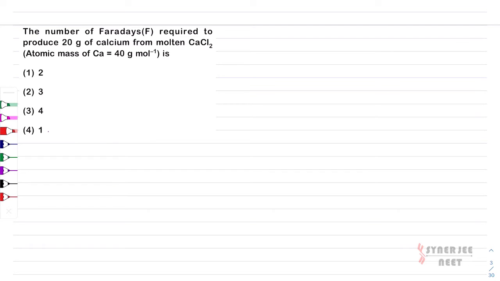The number of Faradays required to produce 20 grams of calcium from molten calcium chloride. See, we know the formula in electrochemistry that mass divided by equivalent weight is equal to Q, the charge which is passed through the solution in the electrolysis, divided by 96,500 coulombs. Now this charge divided by 96,500 coulombs is the number of Faradays.